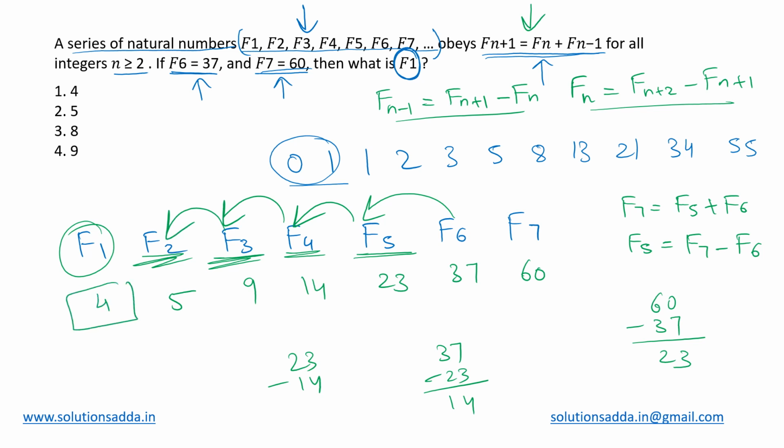And that is what they had asked us, what is the value of F1. So for the given Fibonacci series, we got that the starting term, the initial term, is 4, and then it follows the same recurrence relation. So the answer for this question would be 4.